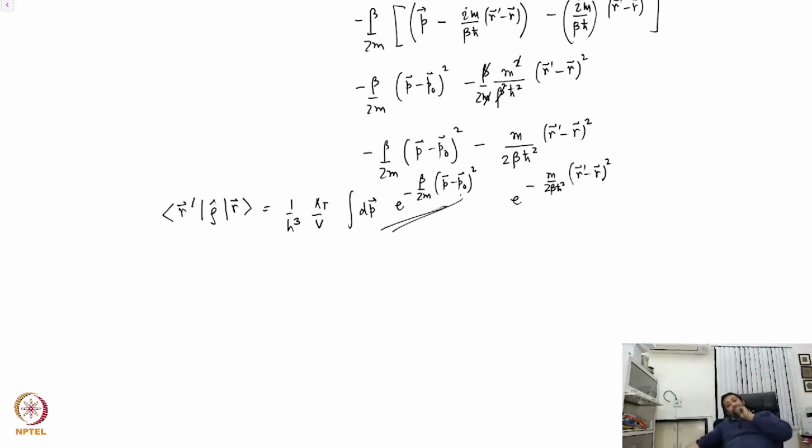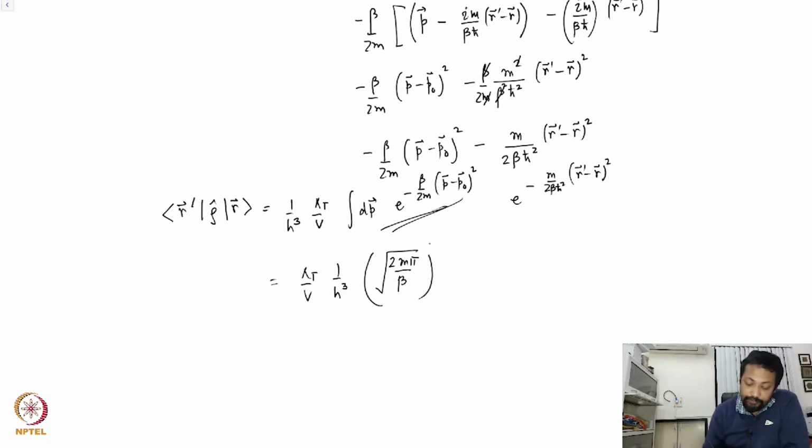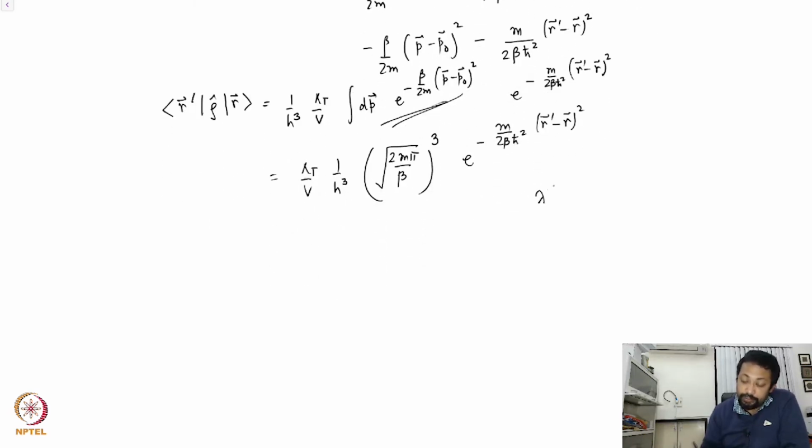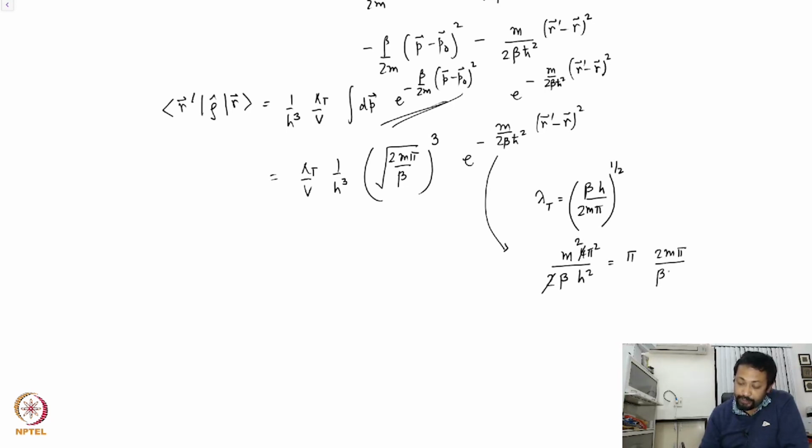This is a standard Gaussian integral which we have been doing so much, so that I can immediately write this down as 1 over h³ square root π. So this is going to be square root of 2mπ/β raised to the power 3, and then I'll have e to the power −m/2βħ² (r' − r)². Now recall that the thermal de Broglie wavelength λ_T was (βh²/2mπ)^½, right? And if you look at this expression, then this is going to be m/2β times h²/4π², which we write down as π. This gives me 2mπ/βh².